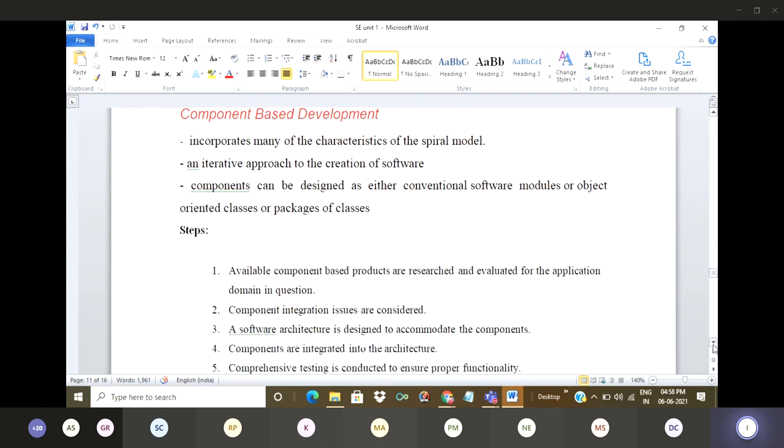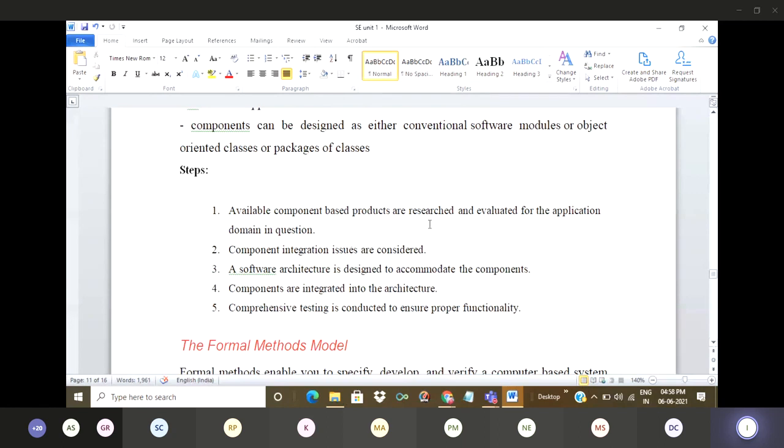First, available component-based products are researched and evaluated for the application domain in question, and component integration issues are considered. Third, a software architecture is designed to accommodate the components. Fourth, components are integrated into the architecture. Fifth, comprehensive testing is conducted to ensure proper functionality. These are the steps that must be followed in component-based development.